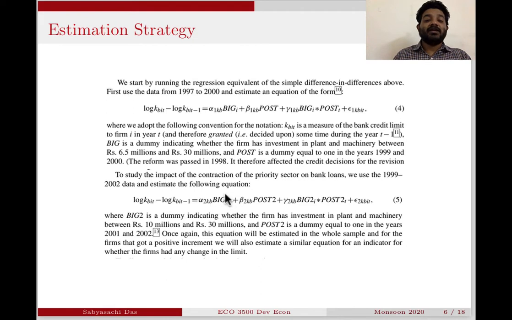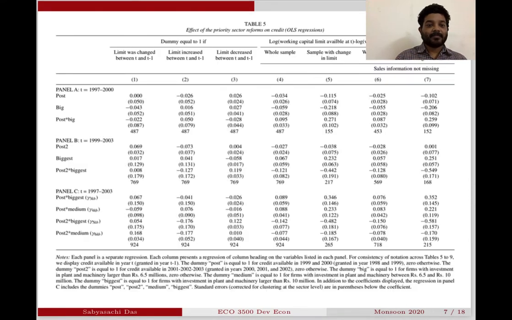And now big 2 are the firms that are between 10 and 30, not 6.5 and 30, because these are the ones that were also exposed to the expansion but no longer exposed to the expansion in the post 2 period. So you want to see whether the big 2 firms in the post 2 period are differentially affected in their growth rate. So you expect gamma 2 to be negative, and gamma 1 to be positive, if firms are credit constrained, and that's exactly what they find.